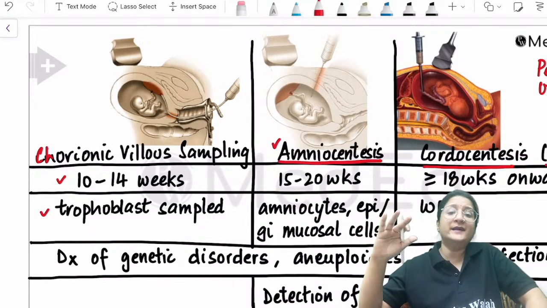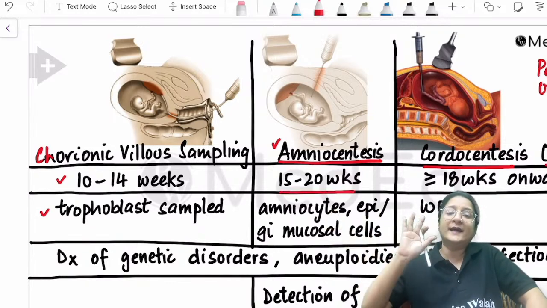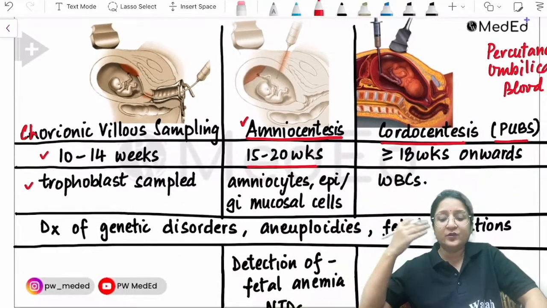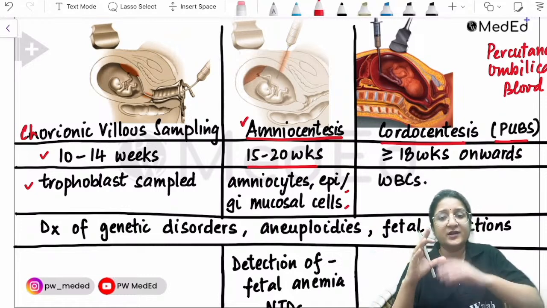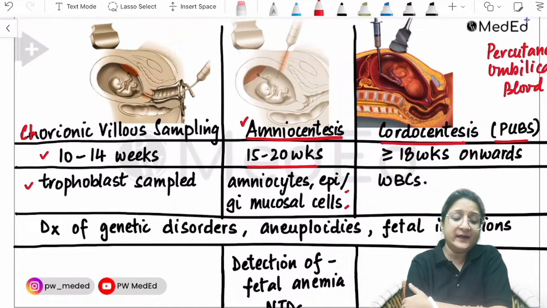If required, it can be done beyond 20 weeks also, but this is the most usual time when amniocentesis is being done. The cells that are sampled are amniocytes, epithelial cells, or gastrointestinal mucosal cells, which are lying suspended in the amniotic fluid. All right. This is an important clinical pointer.